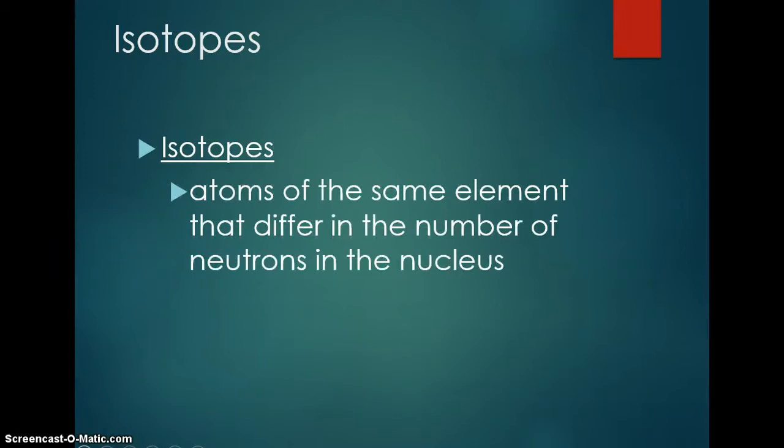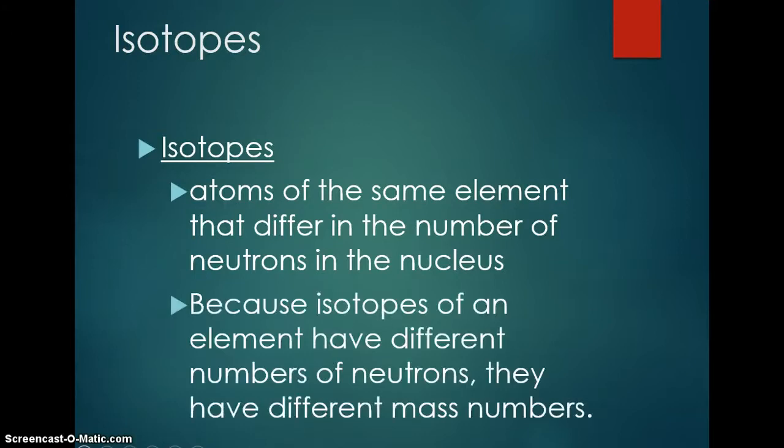Isotopes. Today we're going to talk about isotopes. Isotopes are atoms of the same element that differ in the number of neutrons in the nucleus. Now we have learned that protons are what makes an element unique. It tells us which is which. And we know that electrons can vary because of their charge, but neutrons can also vary, but they still are the same element.